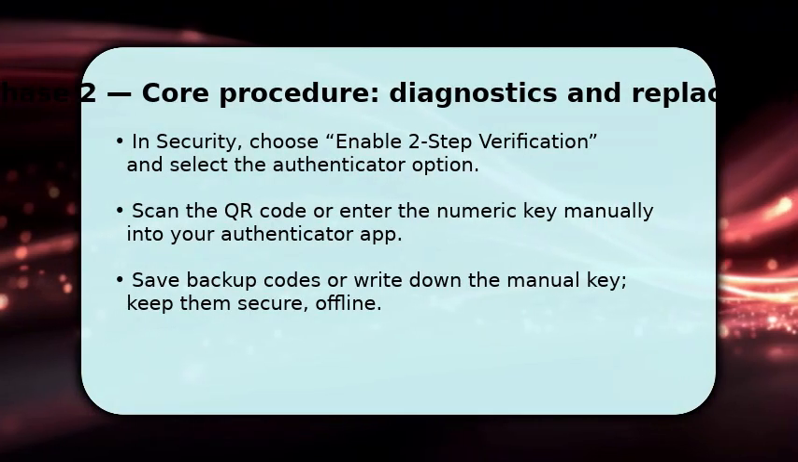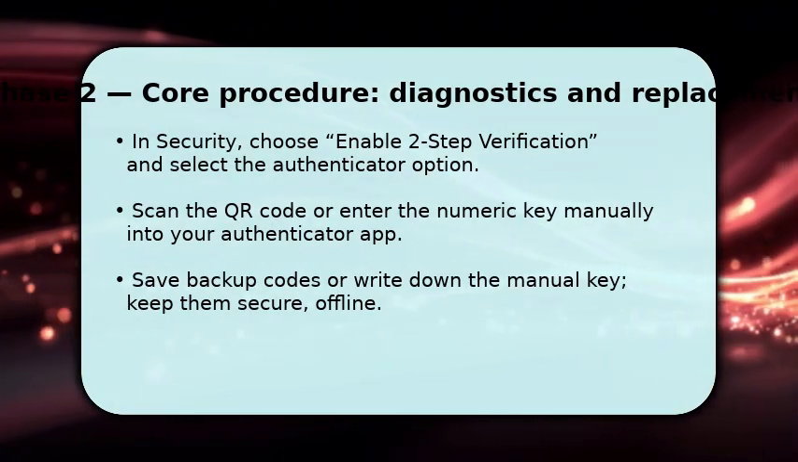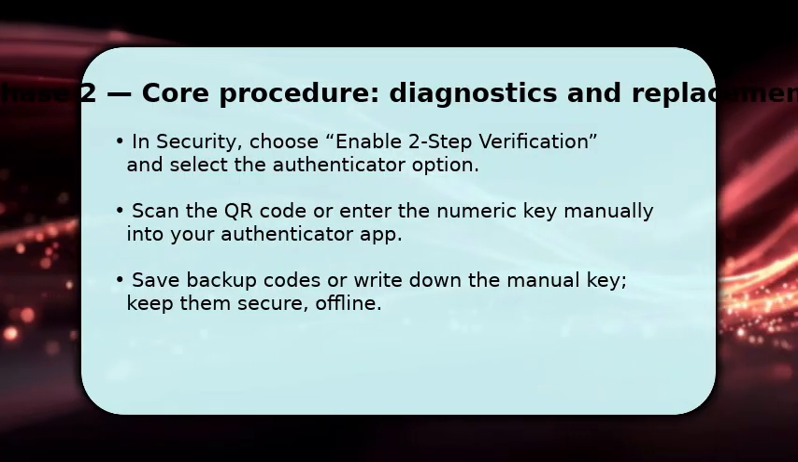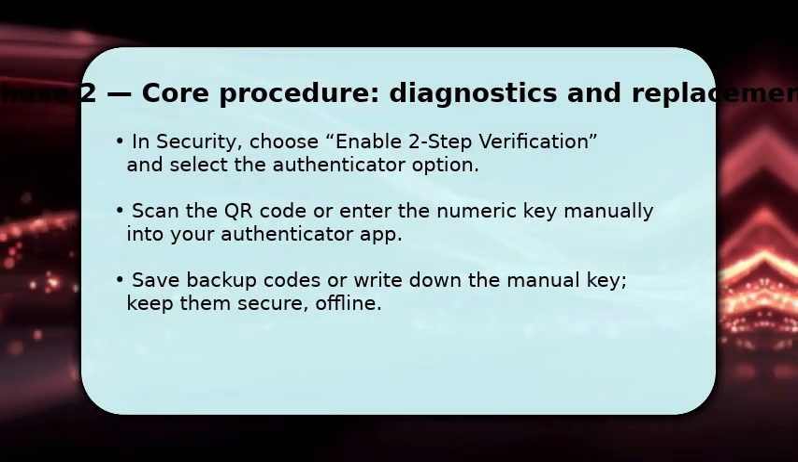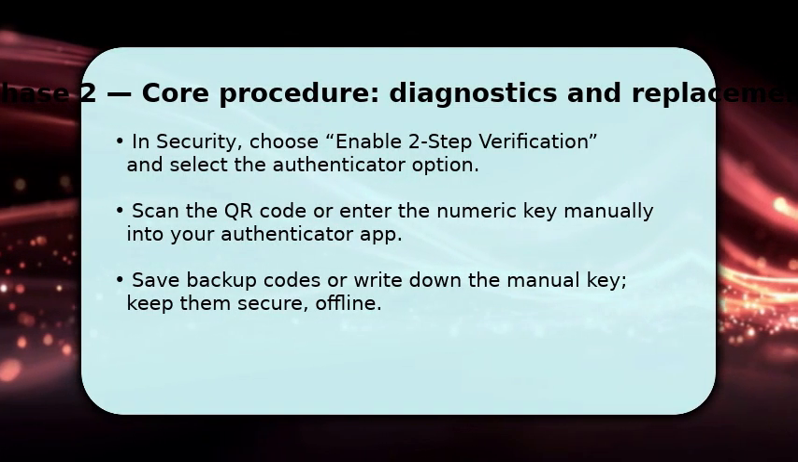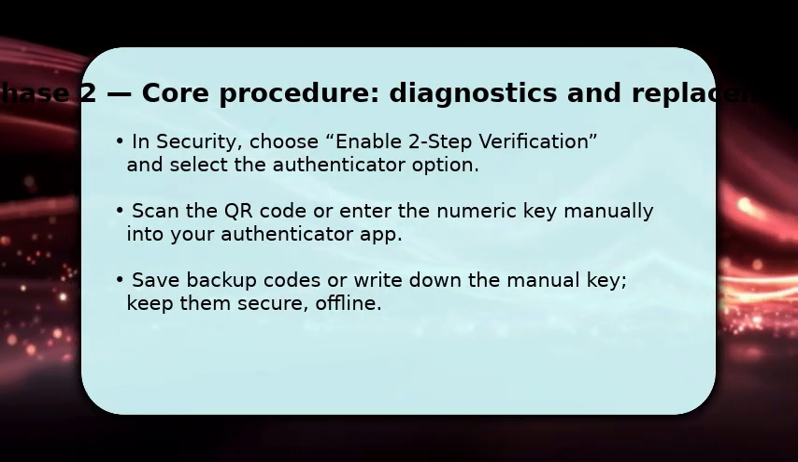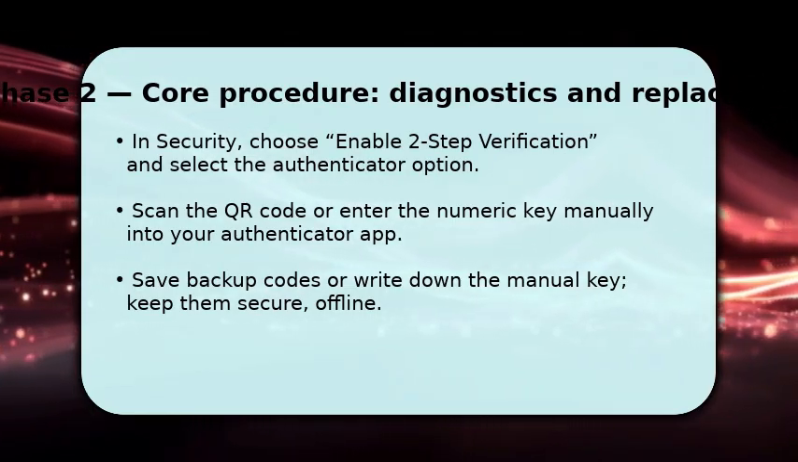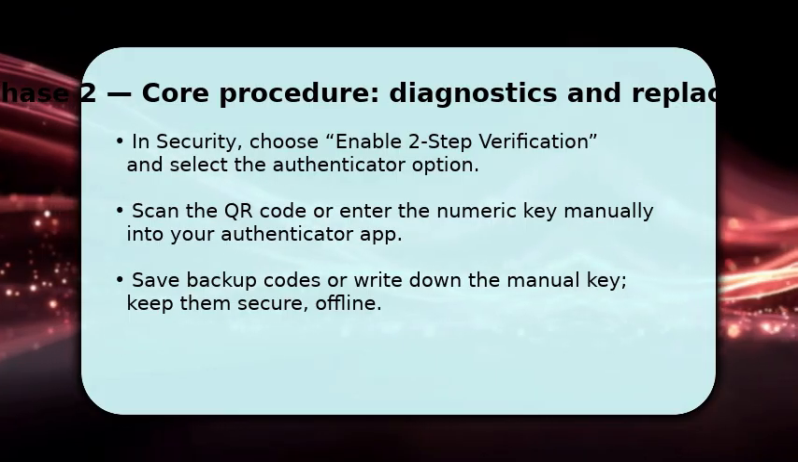Once you choose the Authenticator option, Roblox displays a QR code and a manual key. Open your Authenticator app and either scan that code or tap to add a new account and type the key. The app will immediately start generating 6-digit codes every 30 seconds. Enter the current code into Roblox when prompted.